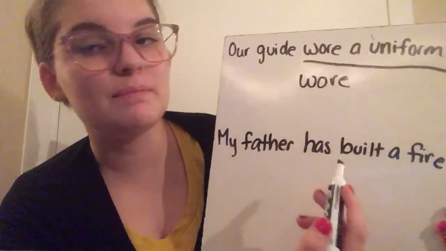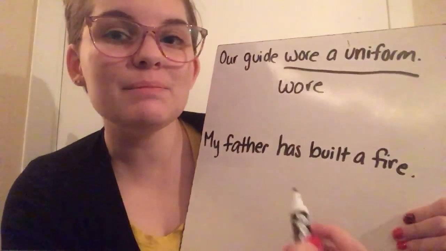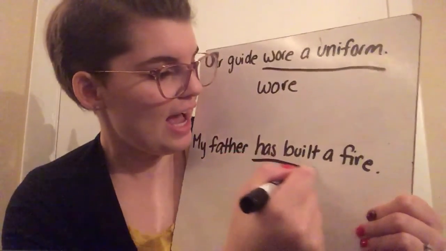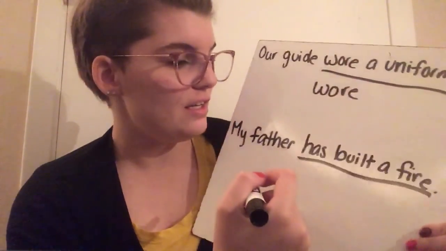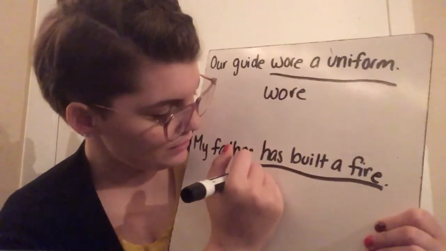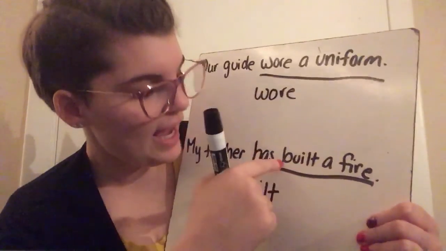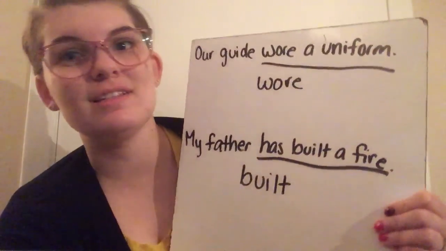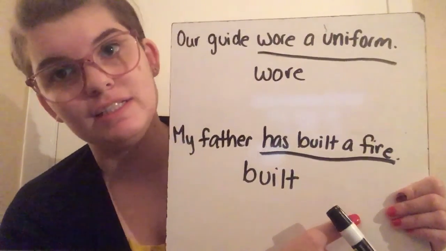All right? So let's look at number 2. My father has built a fire. My father is the subject. So the complete predicate is everything else. Has built a fire. Okay? And then the simple predicate would be built. Has modifies built because it's a time modifier, okay? But built is what he primarily did.